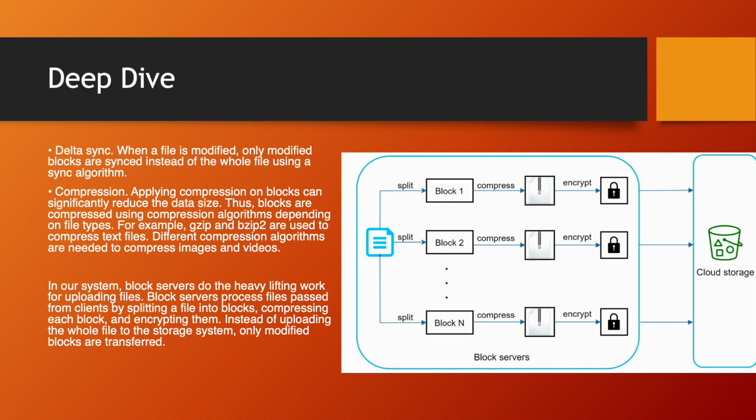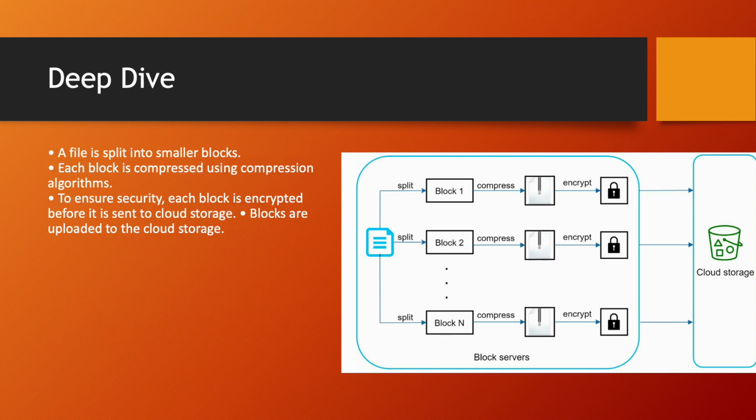In our system, block servers do the heavy lifting work for uploading files. Block servers process files passed from clients by splitting them into blocks, compressing each block and encrypting them. Instead of uploading the whole file to the storage system, only modified blocks are transferred. Now, as you can see, a file is split into smaller blocks. Each block is compressed using compression algorithms. And to ensure security, each block is encrypted before it is sent to the cloud storage. Blocks are uploaded to the cloud storage.